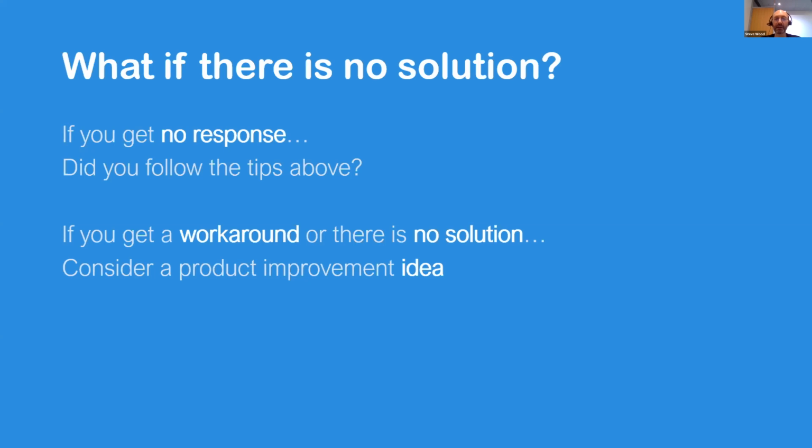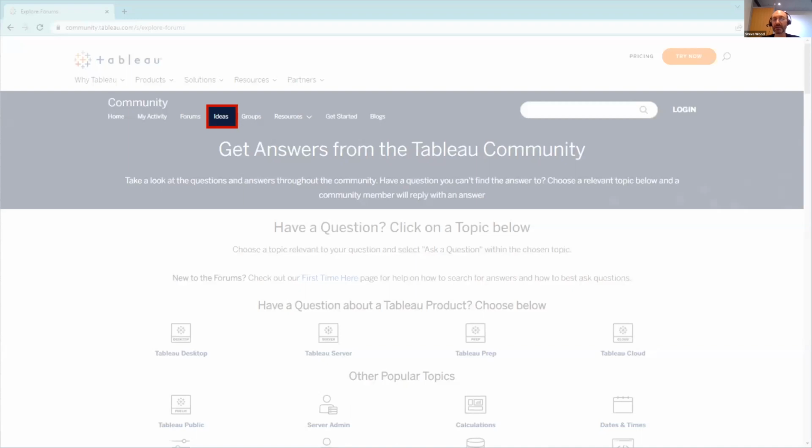If you get a workaround or the response is really, really sorry, there is no solution in Tableau, then you could consider a product improvement idea. And you can jump through to the ideas section of the forums, and there you can either search for other people's ideas to improve the product and upvote those, lend your weight to them, or you can add a new idea for improvement.